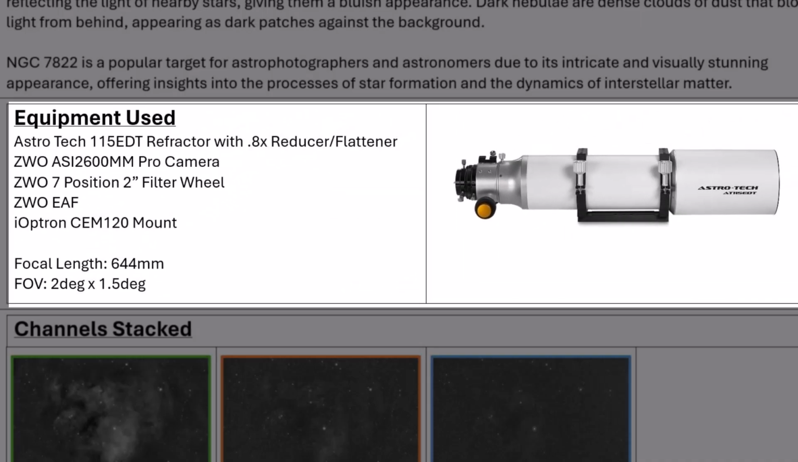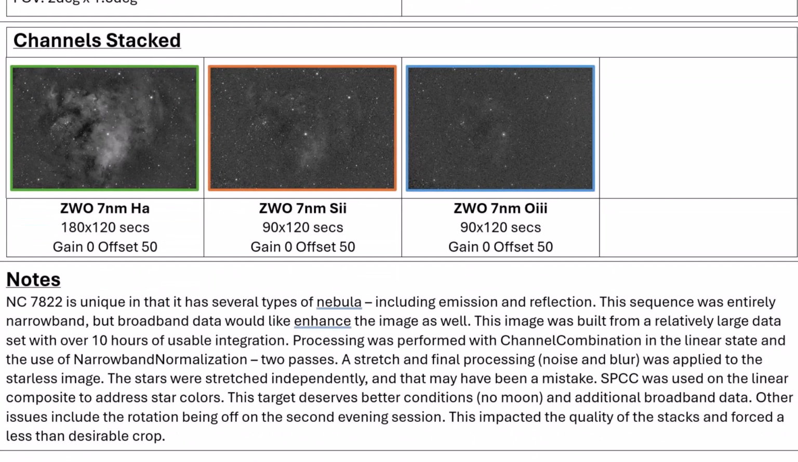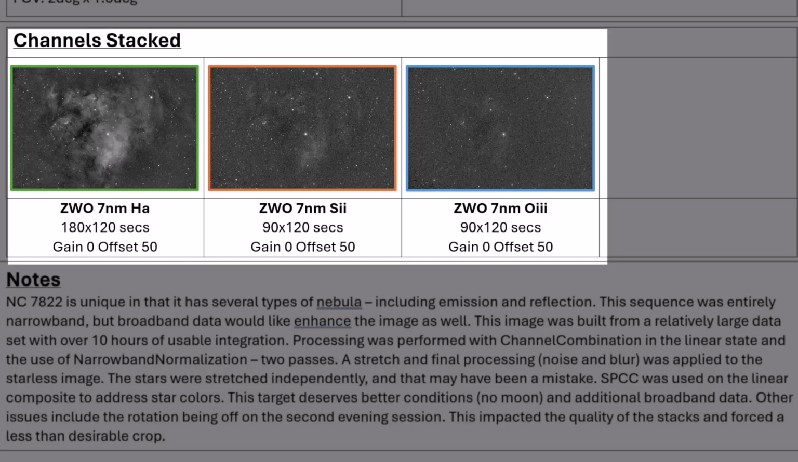I used my Astro-Tech 115 EDT refractor with a 0.8 reducer that nets out to around 644 millimeters of focal length. This is a strong hydrogen alpha signal, that's where you're going to get a lot of this detail. This was an unusually long session for me. I shot 180 2-minute exposures. That's 6 hours of hydrogen alpha.